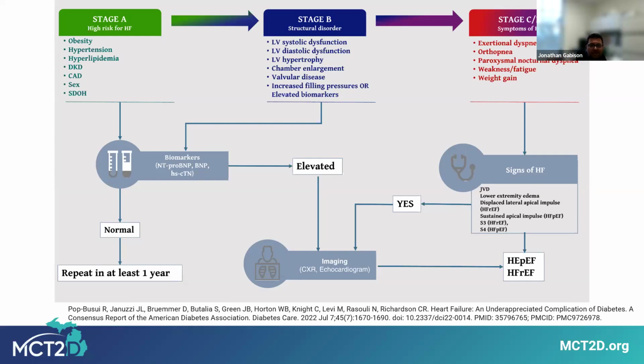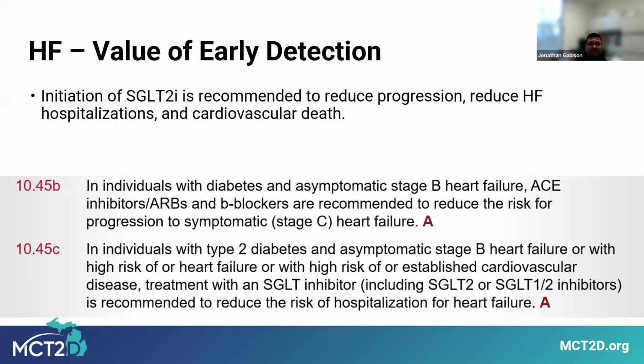After getting the echo, if there's any structural abnormalities or signs of asymptomatic heart failure, then we have the option of initiating potential treatment now that we didn't necessarily have before with SGLT2 inhibitors, which is the value of doing the screening early. And the SGLT2 inhibitors would be recommended to reduce progression, reduce heart failure hospitalizations, and cardiovascular death, even in patients that have asymptomatic heart failure.